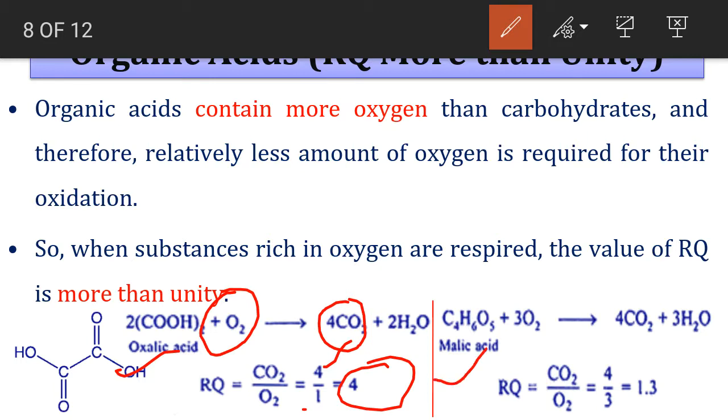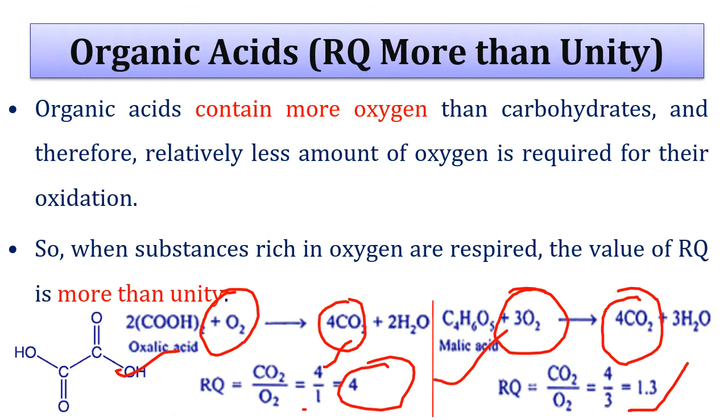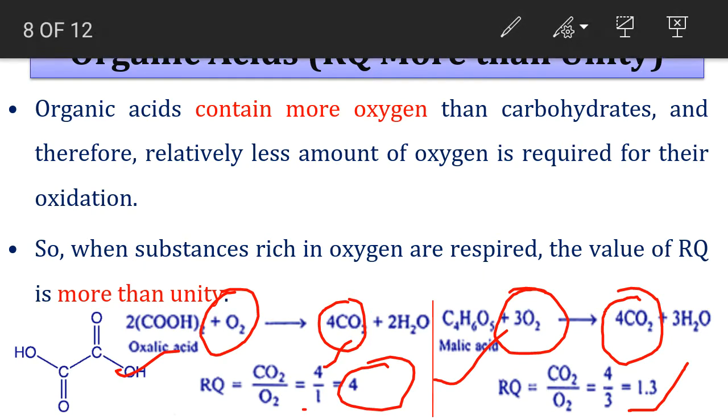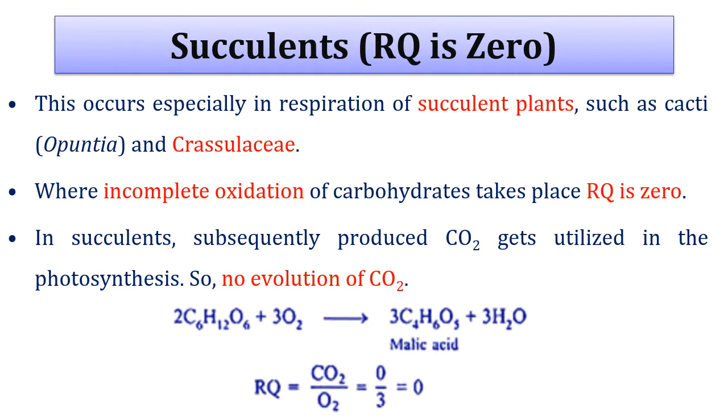So in case of organic acid, we can say that the respiratory quotient is always more than 1. Just look at the case of malic acid. Here only 3 molecules of oxygen are required and 4 molecules of carbon dioxide are evolved. So 4 by 3 is equal to 1.3. So this also proves that in case of organic acid, the respiratory quotient is always more than 1, or you can say unity.